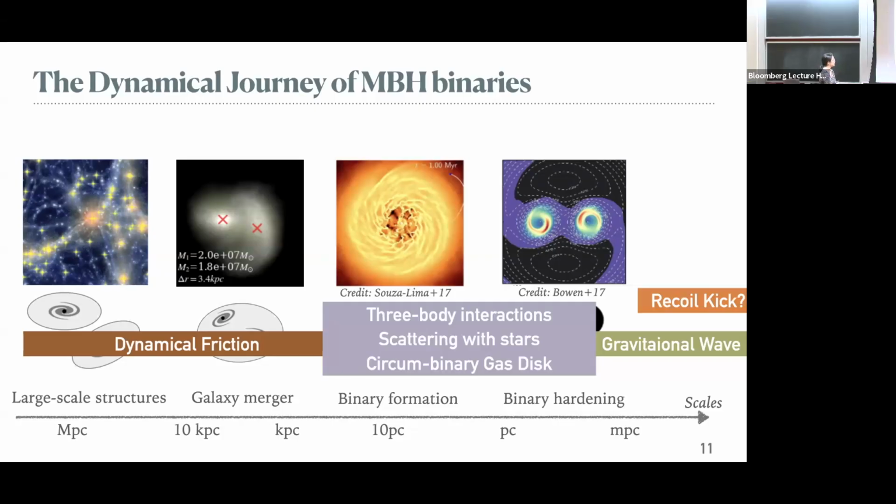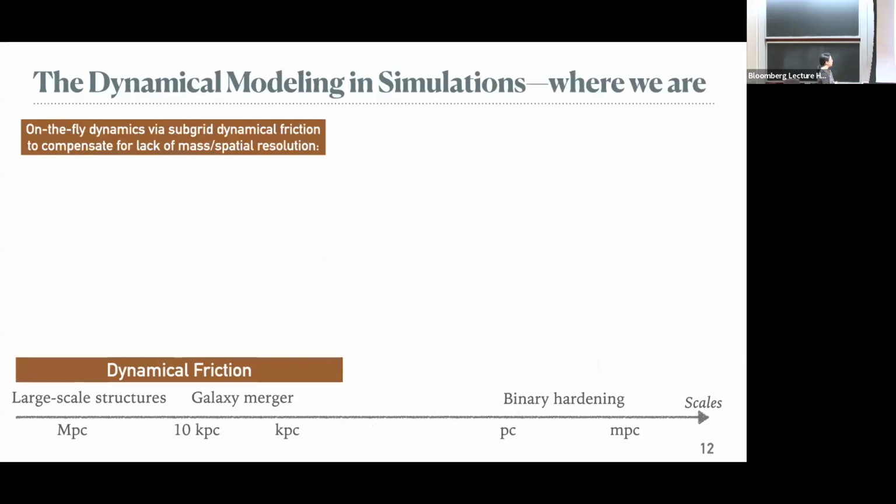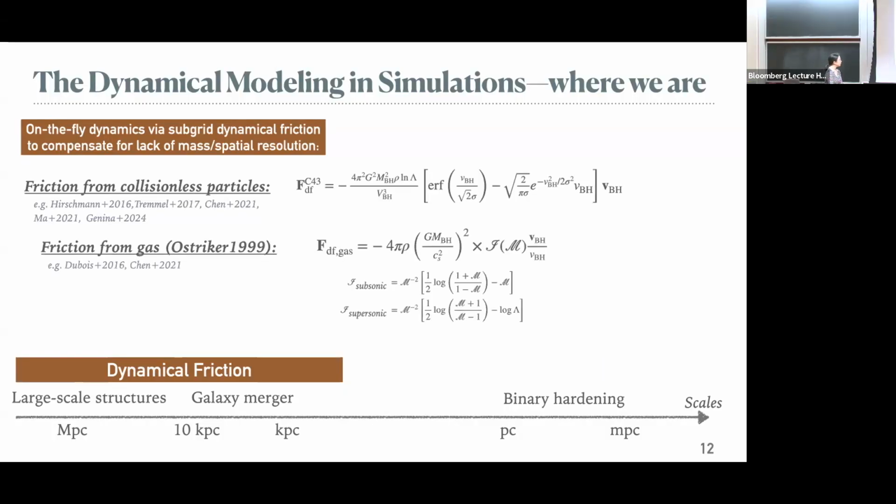So among all of these mechanisms, the only thing that we can model, or directly resolve, in the simulation is the first phase, which is the dynamical friction. So we can resolve the dynamical friction of the black hole orbit down to sub-kpc scales in these simulations. And the way we do it, for example, in Astrid, is we try to model both the dynamics from collisionless particles and the friction from gas in these two different ways.